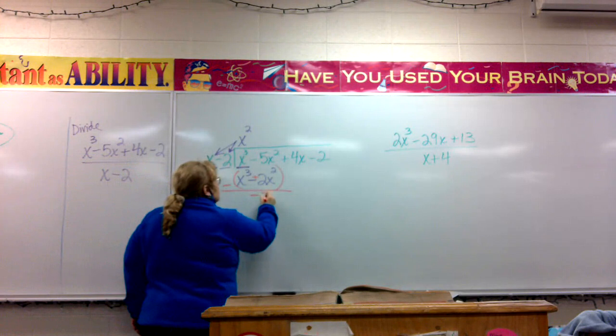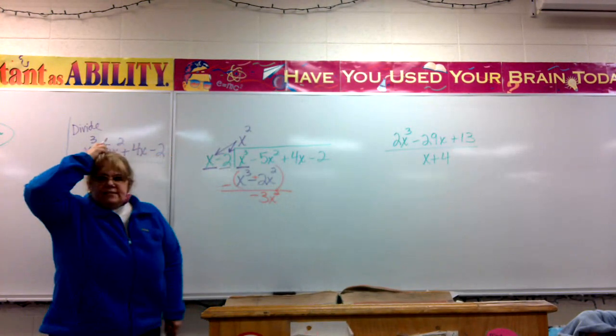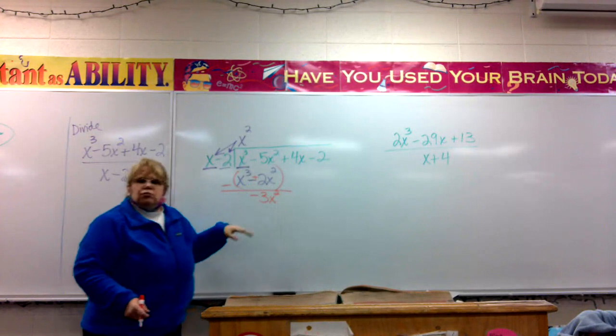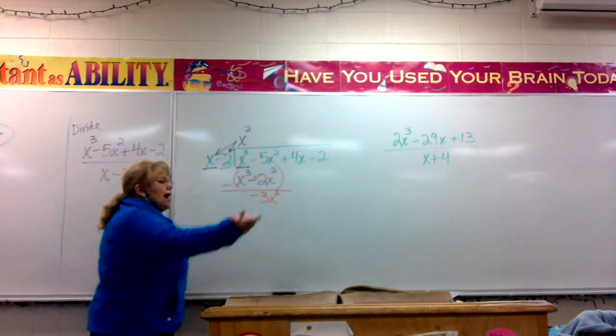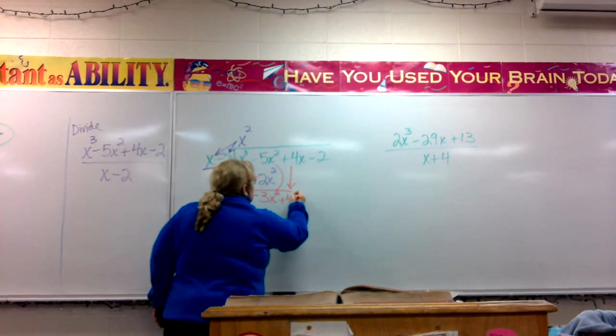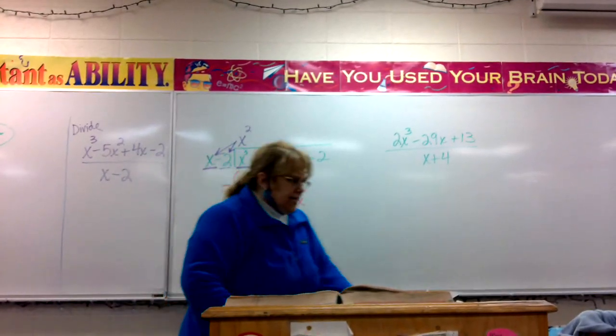Negative 3x squared. Right? Negative 5 plus 2. I borrowed $5 and I paid back 2. I still owe 3. Now what? After you subtract, you drop down the next thing. So I'm going to bring down the 4x, and we got to start the whole thing all over again.